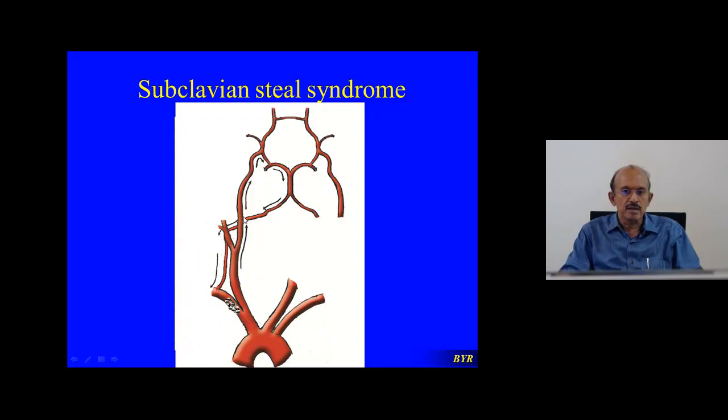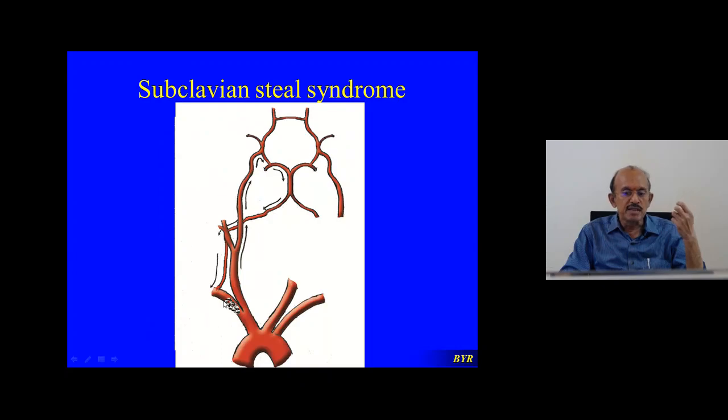Here is the common carotid artery, and this is the subclavian artery with the vertebral artery. Suppose an atherosclerotic plaque develops in the first part of the subclavian artery. So there will be some occlusion to the blood flow to the upper limb. When the person is doing some heavy exercise with the upper limb, then what will happen? More blood is demanded by the upper limb. Because of the block, the blood flow is not being adequately supplied through the subclavian artery.